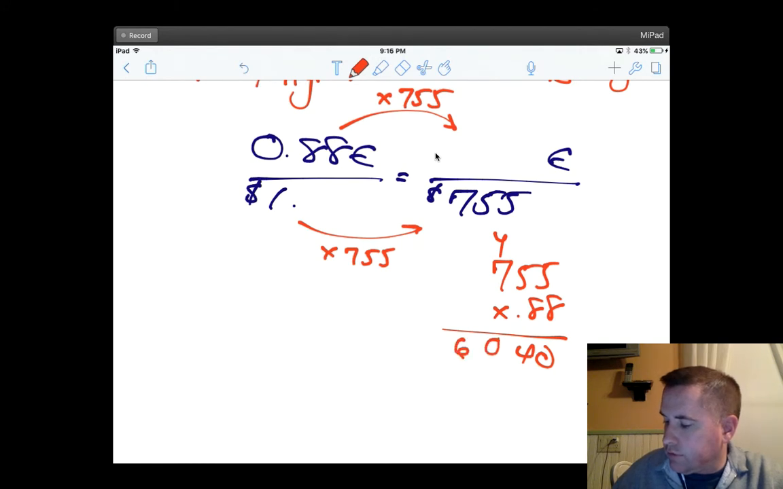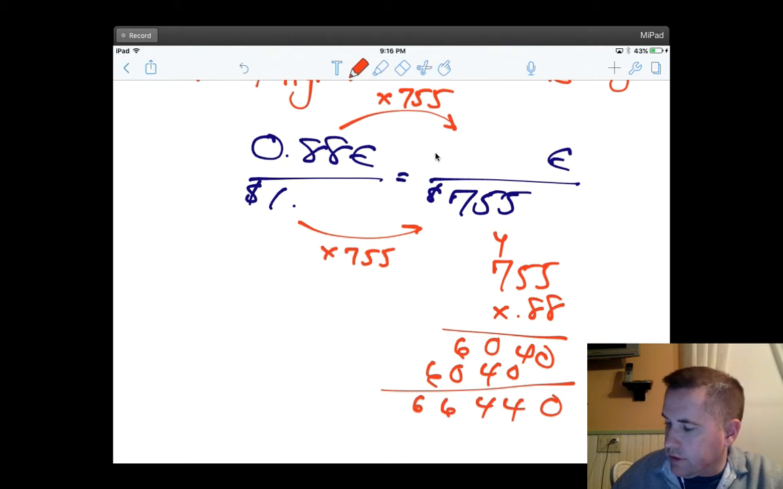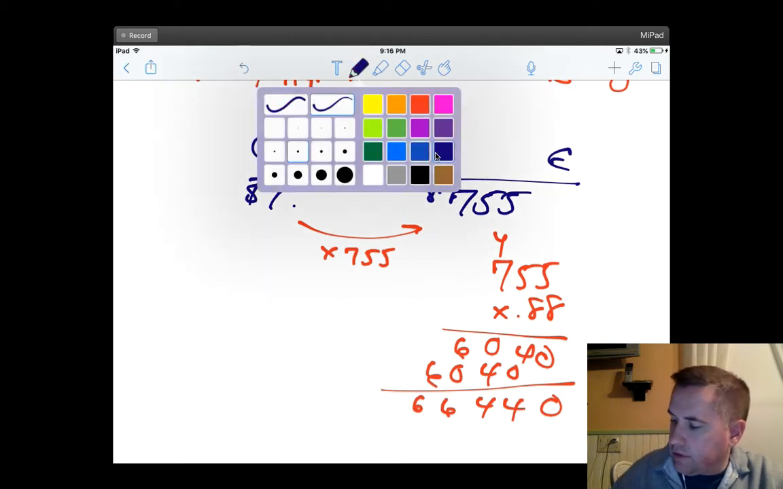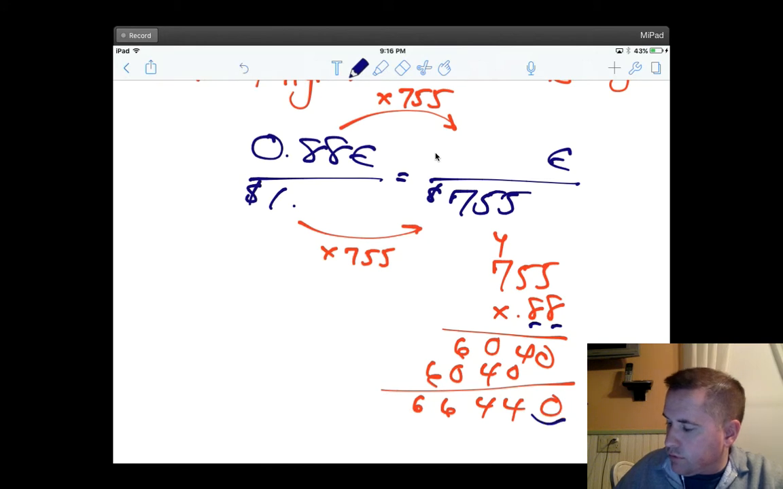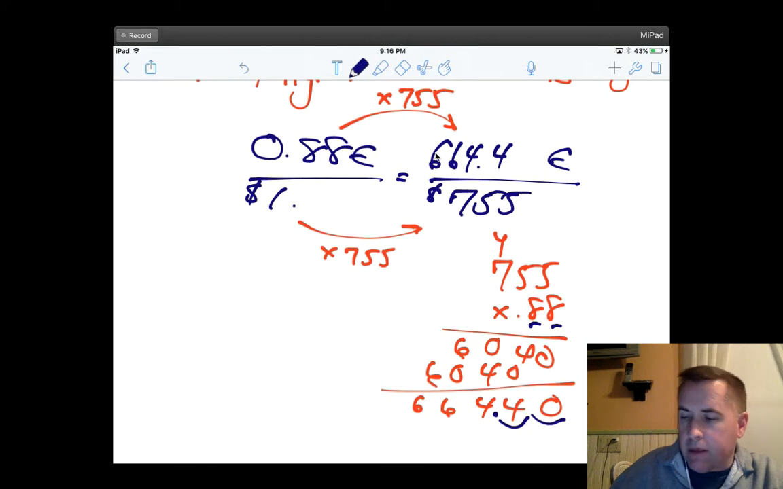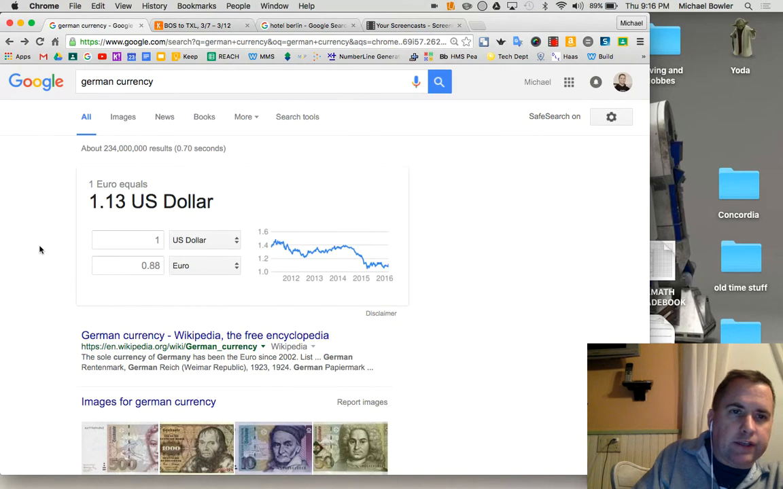8 times 5 is 40, 44, 56, plus 4 is 60, 6040. Add them up: 04466. And again, the number of digits to the right is 1, 2. So our product has 2 digits to the right, which means the $755 for the hotel means we're spending 664.4 euros. So that's how we do the currency conversion.